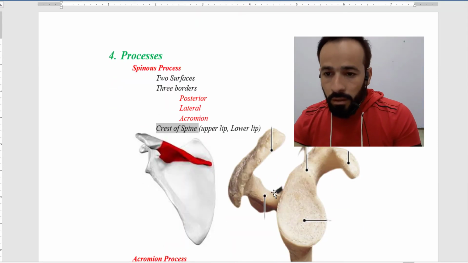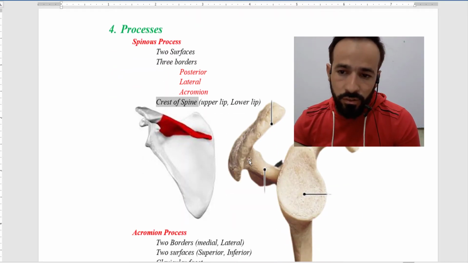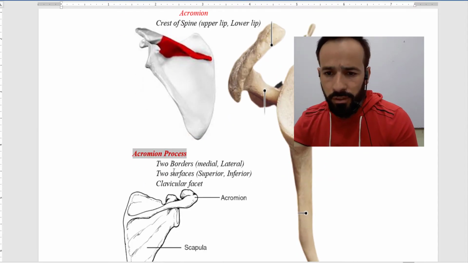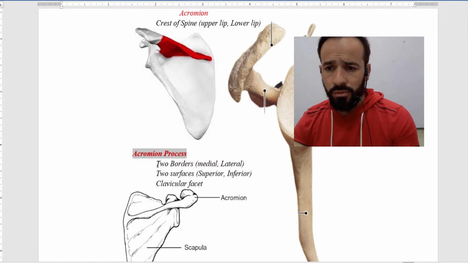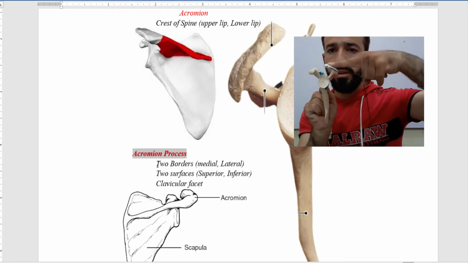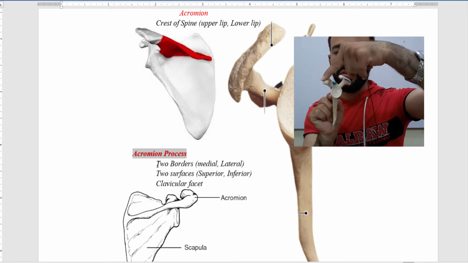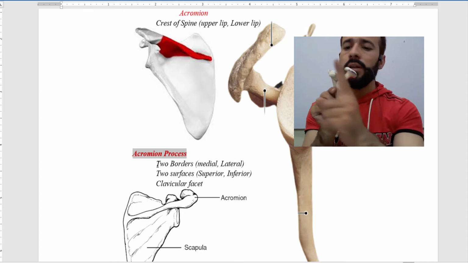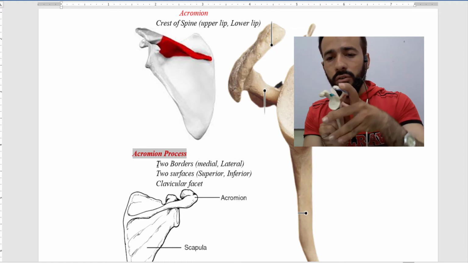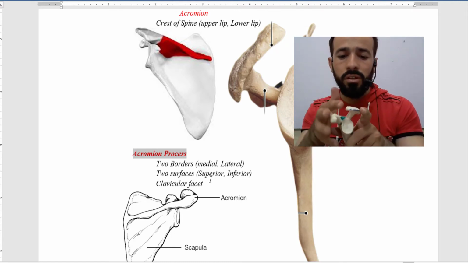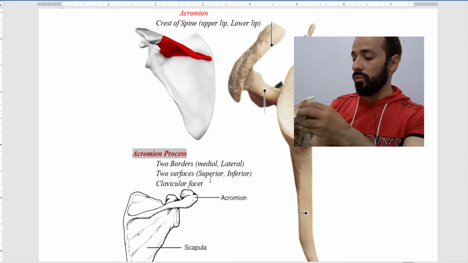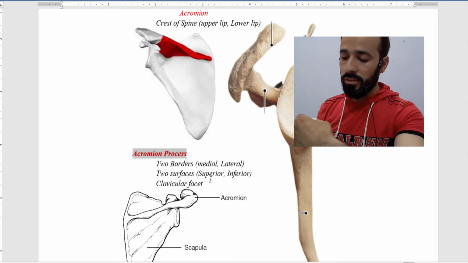Then let's go on. This is the spinous process, and then there is the acromion process. Here you can see the acromion process and this is the coracoid process. The acromion process is posterior, and the coracoid process is anterior. The acromion process has two borders. What are those borders? The lateral and the medial. This is the lateral border of it, and this is the medial.